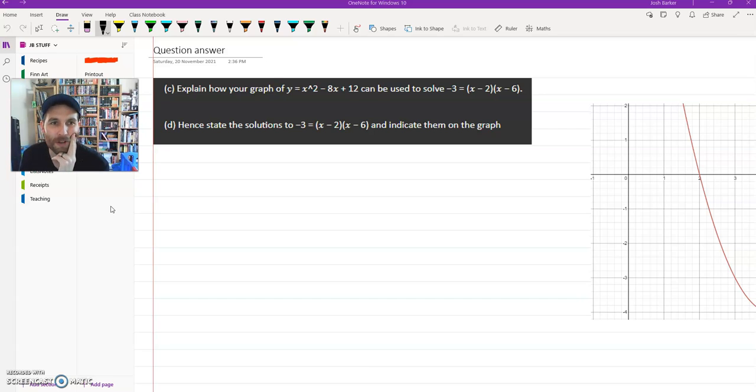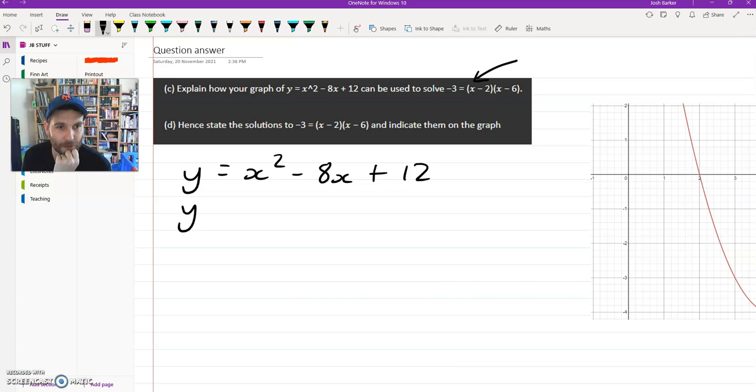Anyway, so your question was, explain how your graph of y equals x squared take 8x plus 12 can be used to solve this guy on the right-hand side here. Okay, first thing I'm going to point out is that y equals x squared take 8x plus 12 is the first equation there that's given. So where else can we use this to solve this thing on the right?